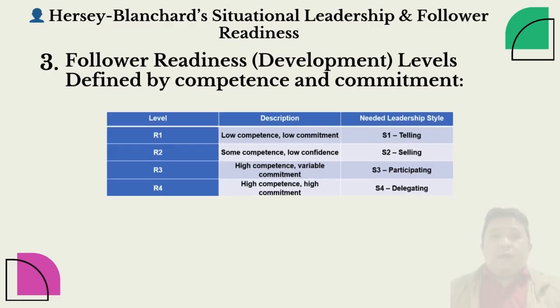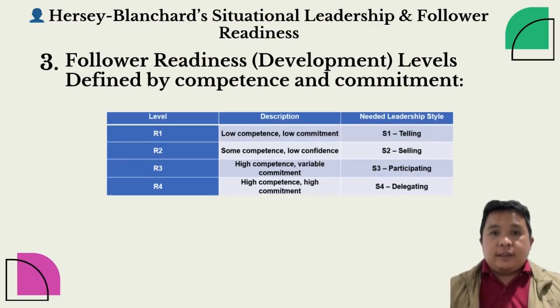Next, let's talk about follower readiness, also called the development level. This is defined by 2 things: the follower's competence and their commitment. Development level 1 is low competence and low commitment. It needs style 1, which is telling or directing. Development level 2 is some competence but low confidence or motivation. It needs style 2, which is selling or coaching.